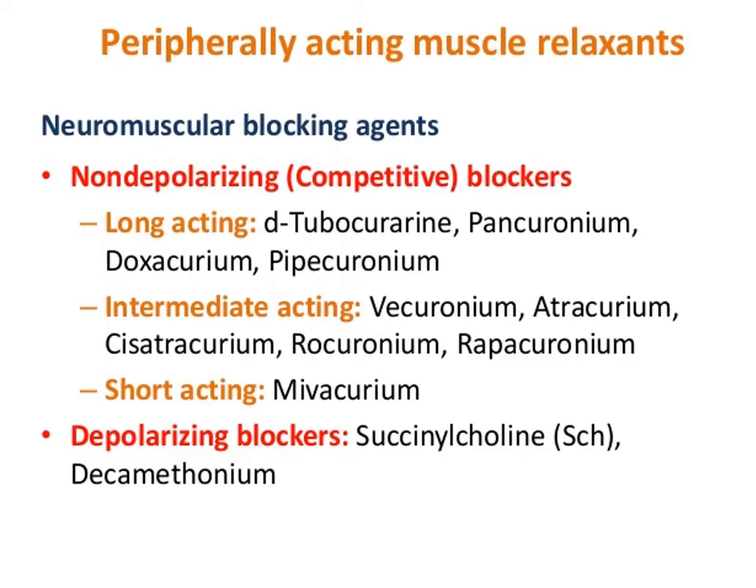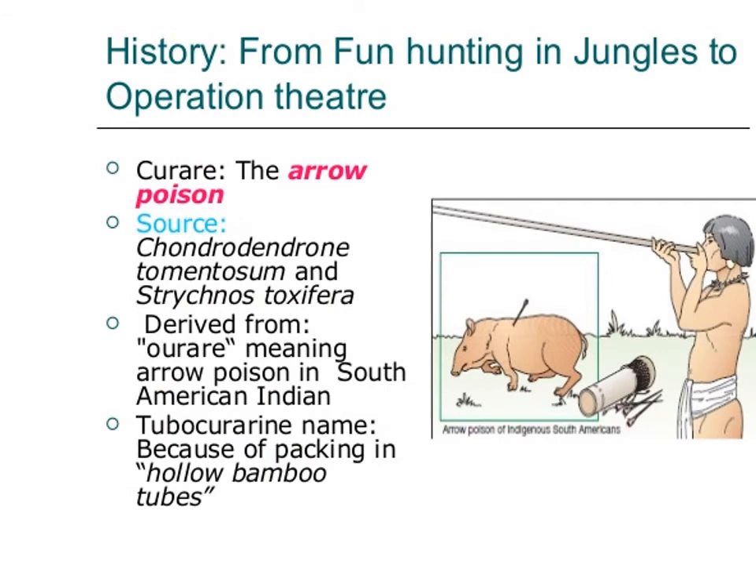The depolarizing blocker, succinylcholine, is the only one used in our clinical practice. Now I'm going to tell you this just for the sake of history. It went from hunting in the jungles to the operation theater. Basically, curare was used as an arrow poison, and it is called tubocurarine because it was packed in hollow bamboos, as you are seeing. In these hollow bamboos, they used curare to hunt animals. So it comes from the jungles to the operation theater.